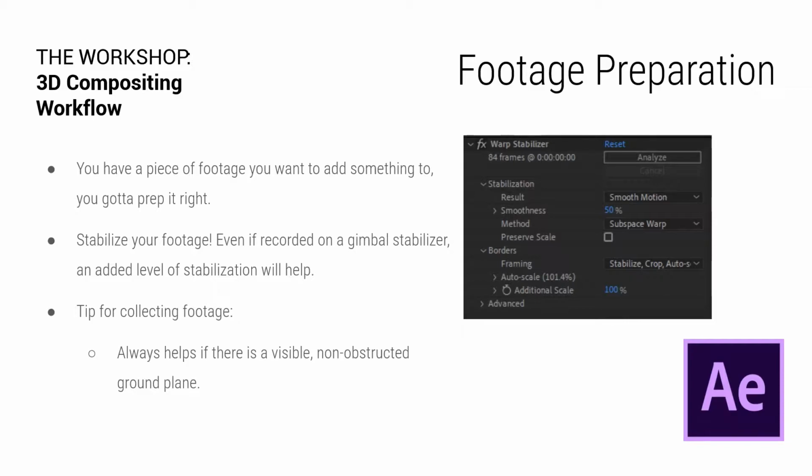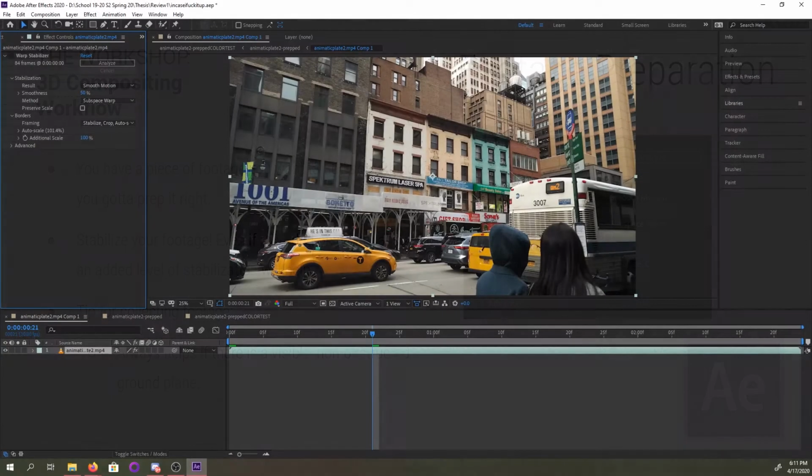So the first step you're going to want to do is footage preparation. You have the piece of footage you want to work with. You've got a nice shot that you want to put something in, whether it's a shot of the sky and you want to put in a spaceship going through it, or a shot of a city and you want to put trash in it like I do. So this will mainly consist of After Effects.